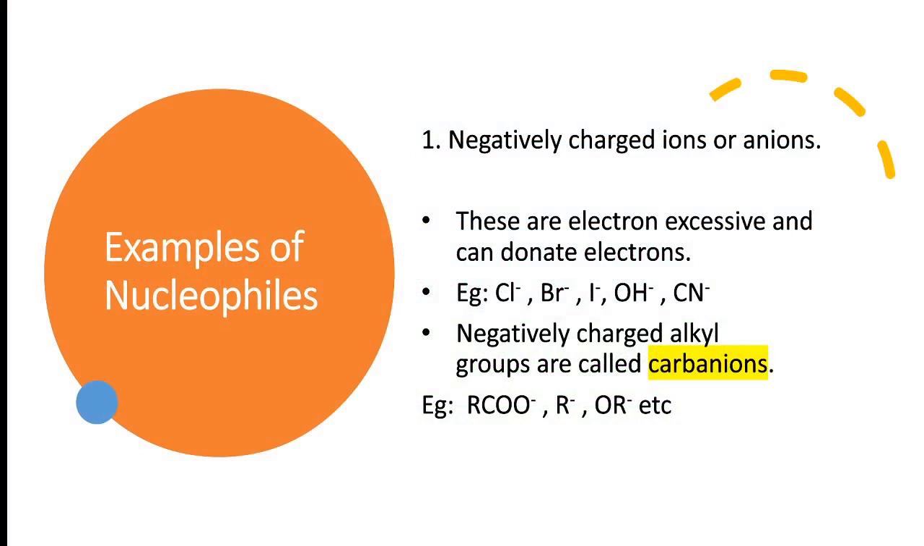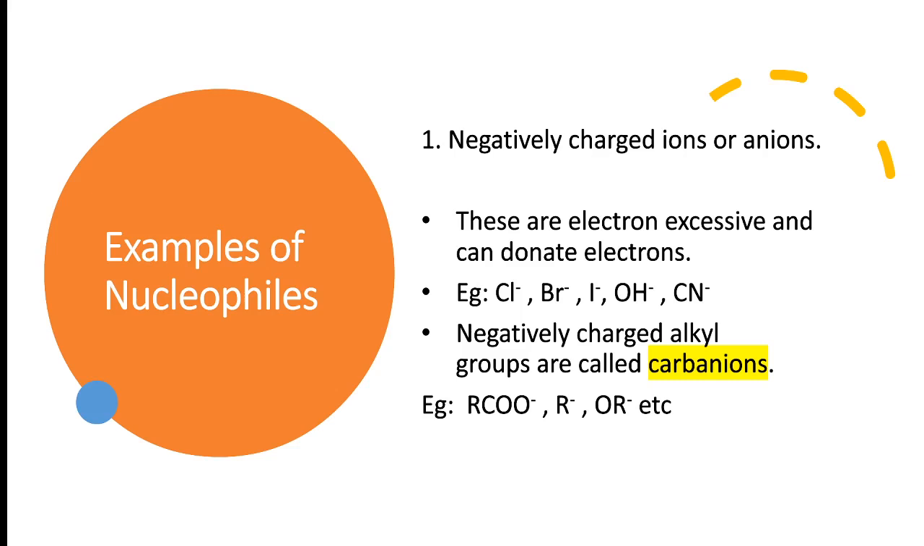Next, examples for nucleophiles. Here, different examples are classified into different types. The first one is negatively charged ions or anions. Negatively charged ions or anions act as nucleophiles. Simple examples we can give: chloride ion, bromide ion, iodide ion, hydroxide ion, cyanide ion. Generally, these are all simple negative ions. They act as nucleophiles. These are all electron excessive species and they can donate electrons.